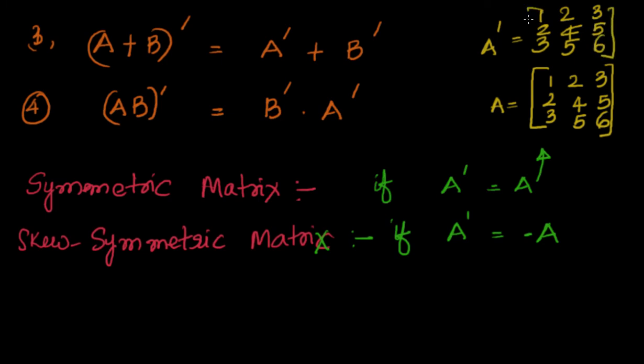Now see what that is. It's equal to 1, 2, 3, 2, 4, 5, 3, 5, 6. This is nothing but equal to A. That's why it's called a symmetric matrix.